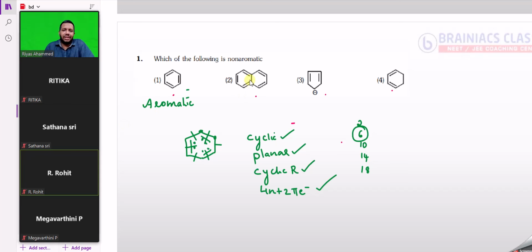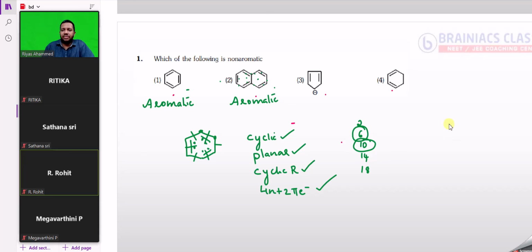Now the next one, you can easily see two rings are connected, and here also you can see double bond, single bond alternating. It's varying, so cyclic resonance is there, it is cyclic in nature, and every carbon atom is sp2 hybridized. And totally how many pi electrons are there? 2, 4, 6, 8, 10. Yes, 10 is the number coming here. So this is also aromatic in nature.